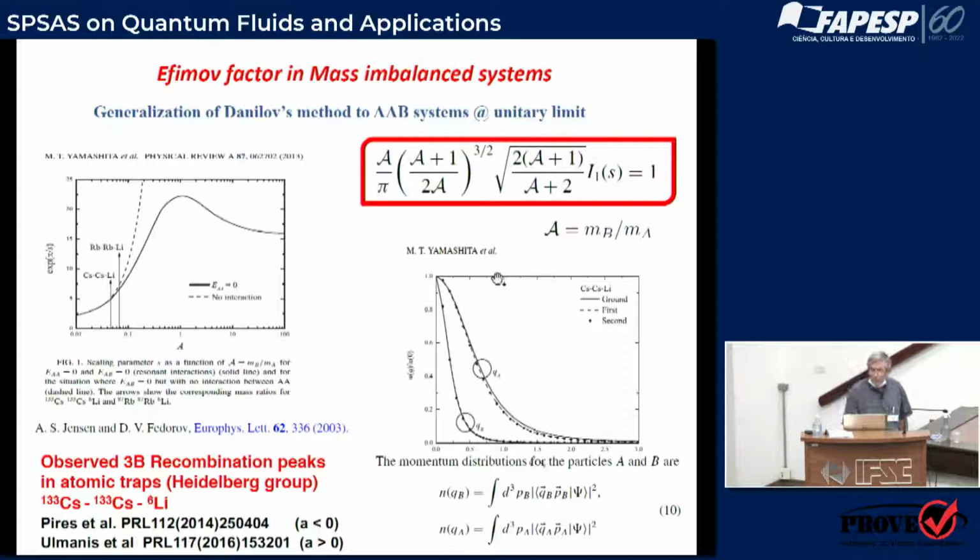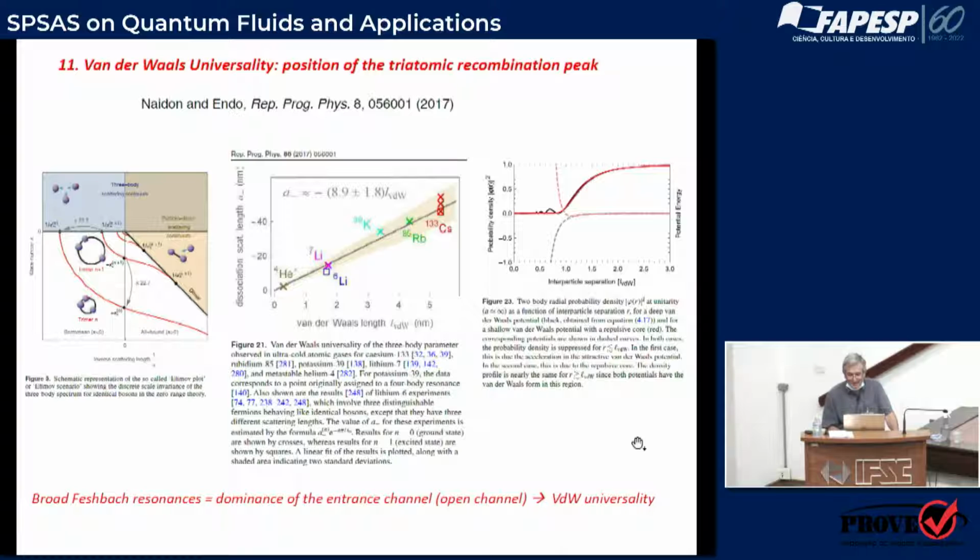Also, you can look at the wave function. This is the one-body momentum distribution. They also define limit cycles. You see the points, ground, first, second, everything coming one on top of the other.